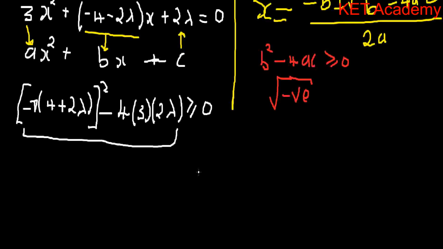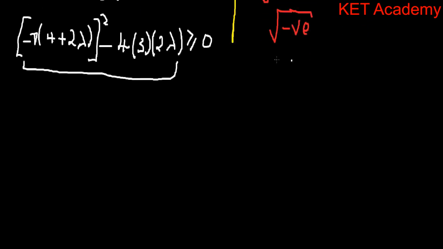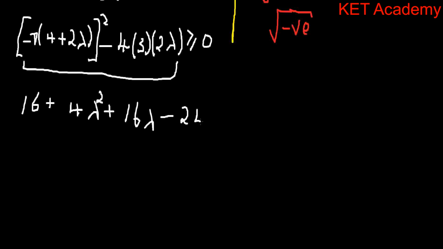So if we continue proving, we discover that if we expand this function, minus 1 squared is going to give us 1. So if we expand 4 plus 2 lambda, we are going to get 16 plus 4 lambda squared plus 2 times the product of this will give us plus 16 lambda. Now minus 4 times 3 is going to give us 12. Now 12 times 2 is going to give us 24. So minus 24 lambda.